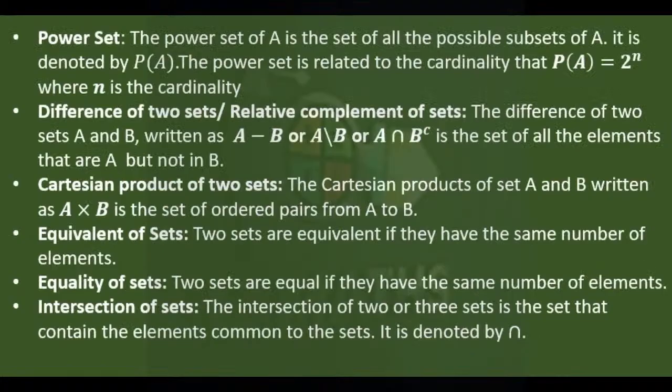Okay, the next term is the power set. The power set of A is the set of all possible subsets of A. It means the set that can be formed using the elements in the set A. It is related to cardinality as a power. So that's the symbol for power set. The power set gives us 2 raised to power n, where n is the cardinality. Okay, let me explain.